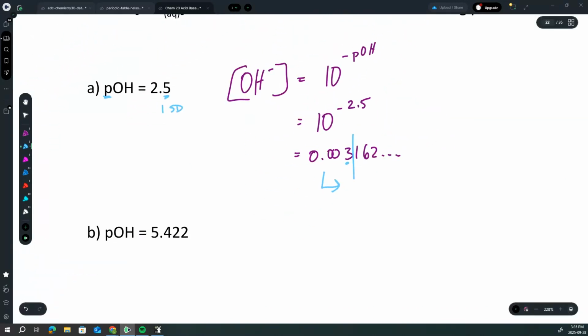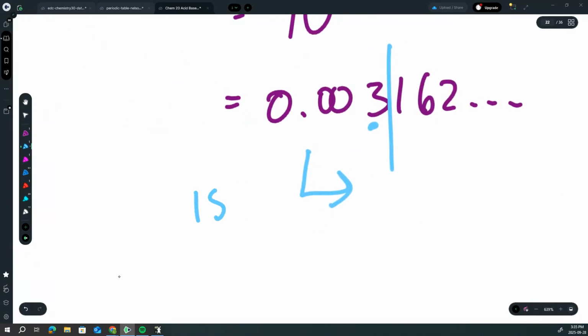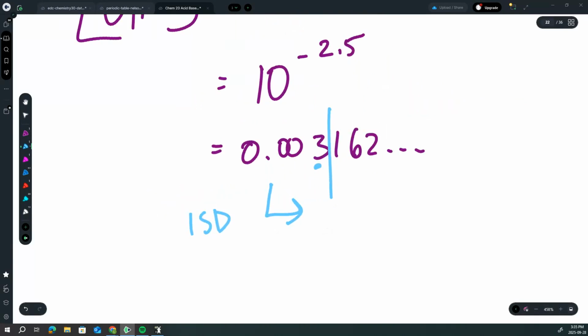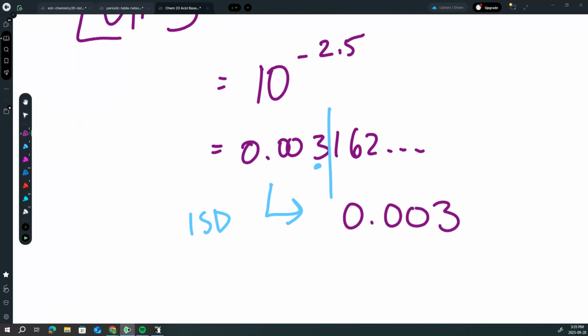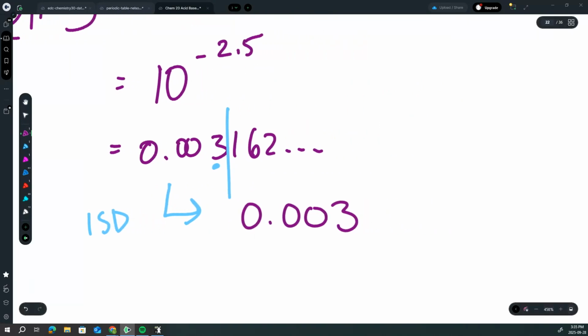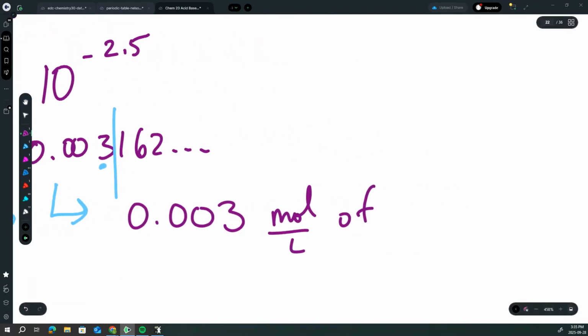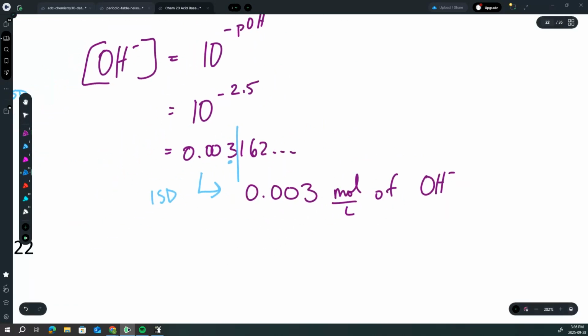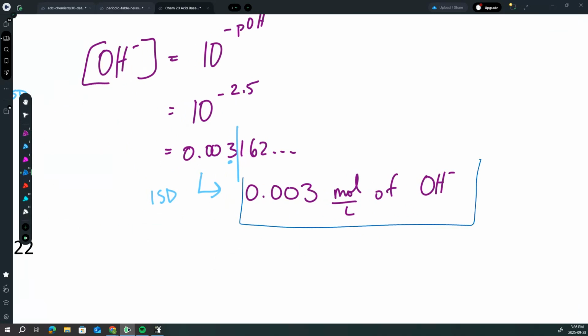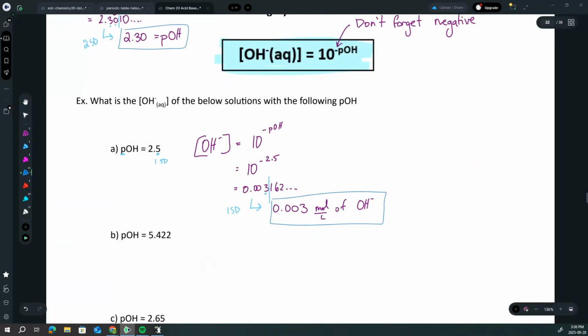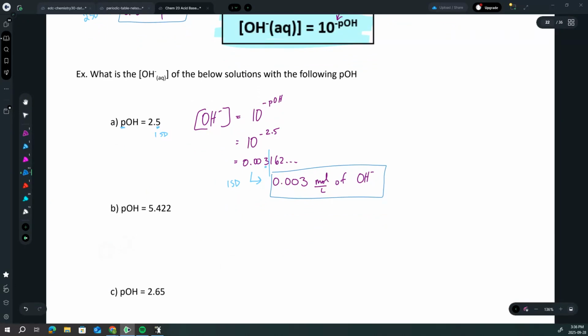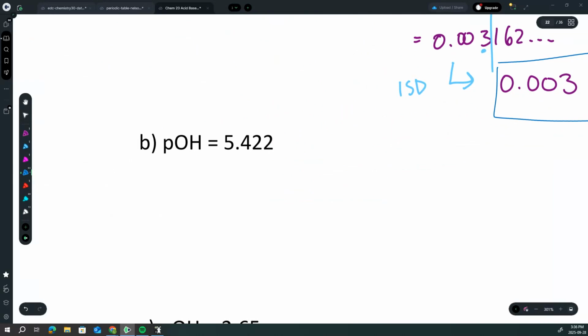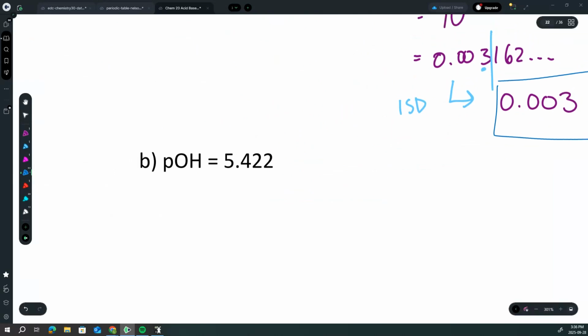So do I have enough room for this? Yep. So one sig dig, and we have 0.003, and remember concentration does have units, so we need to go mole per liter of hydroxide ions. And then put a box around it. Next we have a pOH of 5.422.